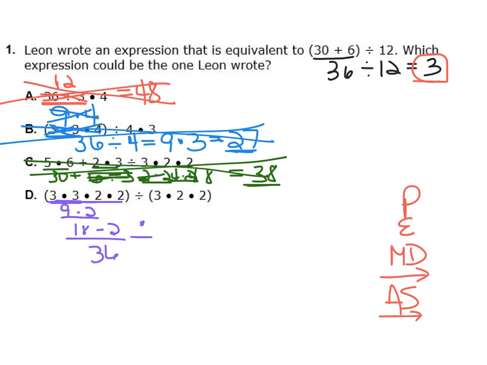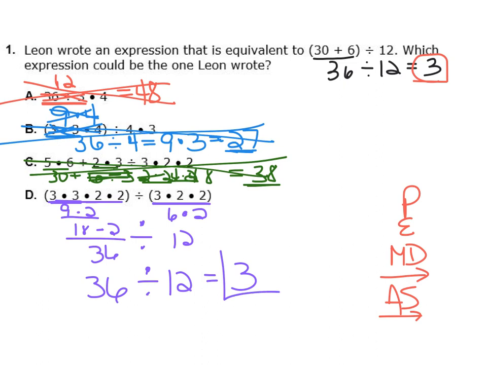Then we have divided by, but we have parentheses, so we still need to do that first. So in this case, we're going to do 3 times 3, 3 times 3 is 6. 6 times 2 is 12. So that means I have 36 divided by 12, and in this case, that is going to be 3. So because this is the same answer, then I'm going to say my letter is D. So make sure you're showing all this work. You have to give yourself space to do all of this.